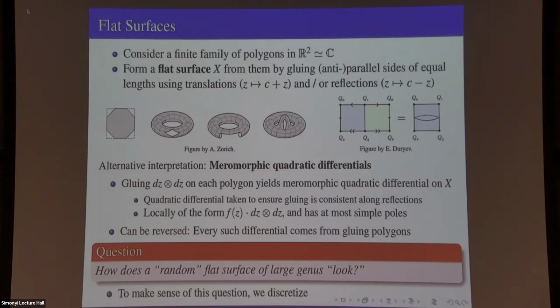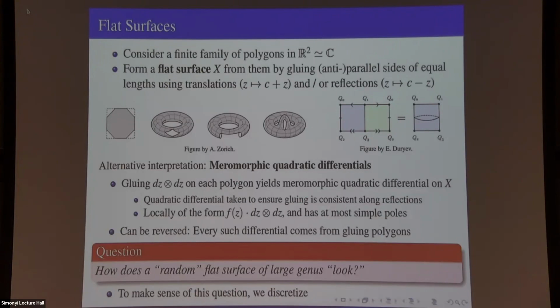Another case which uses anti-parallel sides is the so-called pillowcase. Here you have two unit squares, and you glue one of their sides together like this. You glue these two vertical sides again by a parallel translation, and then you glue these pairs of horizontal sides by anti-parallel translations, which gives you something that looks like a pillowcase. Okay, so these are two examples of flat surfaces.